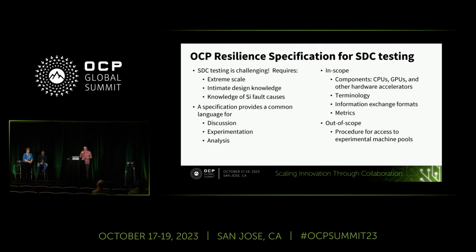So what's in scope in our specification is components, the major components that do computation, such as CPUs, GPUs, and other types of accelerators. We cover terminology so that we can be speaking the same language. We cover information exchange formats. This is to facilitate experimentation. And what we'll be presenting today is metrics for the first time, which is how we determine quantitatively whether a test is better or worse than the existing. What the specification is not is the procedure to go and access experimental machine pools. That's outside of the scope of the specification for OCP, and it will be a case-by-case basis for the provider.